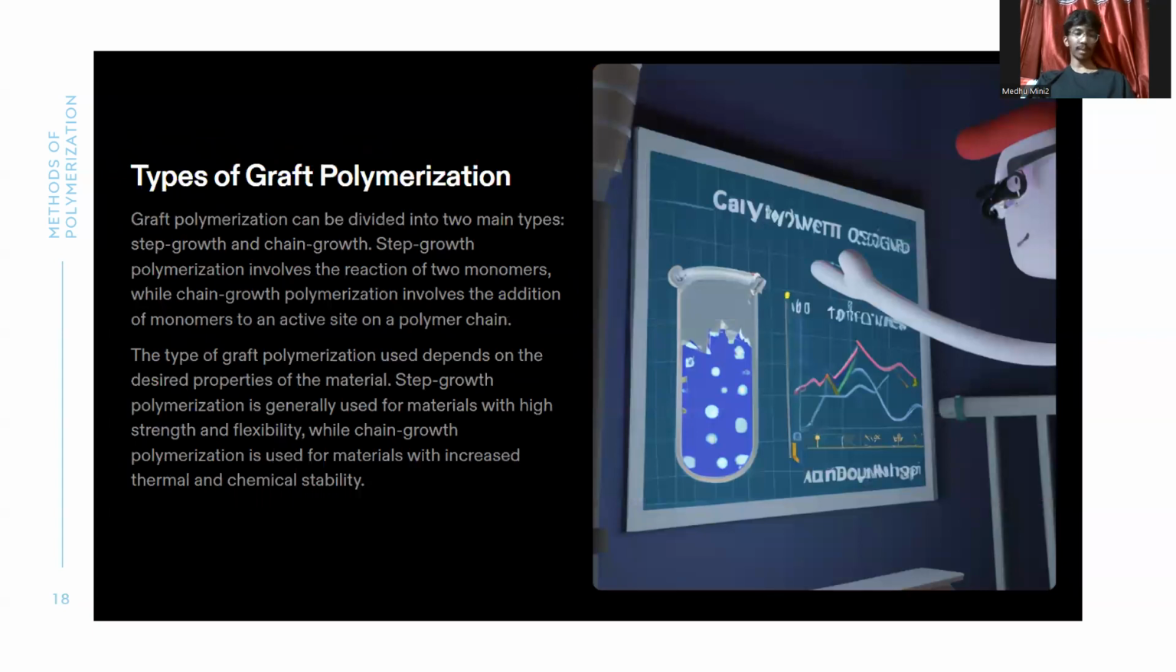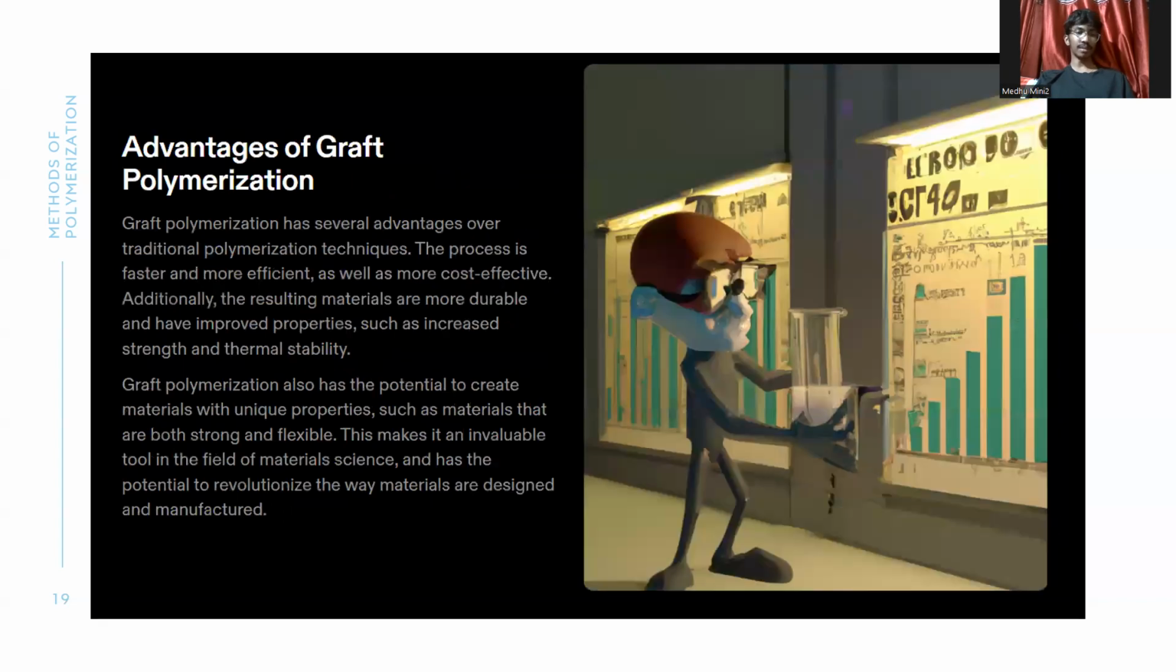Types of graft polymerization. Graft polymerization can be divided into two main types: step growth and chain growth. Step growth polymerization involves the interaction of two monomers, while chain growth polymerization involves the addition of monomers to an active site on a polymer chain. The type of graft polymerization used depends on the desired properties of the material. Step growth polymerization is generally used for materials with high strength and flexibility, while chain growth polymerization is used for materials with increased thermal and chemical stability.